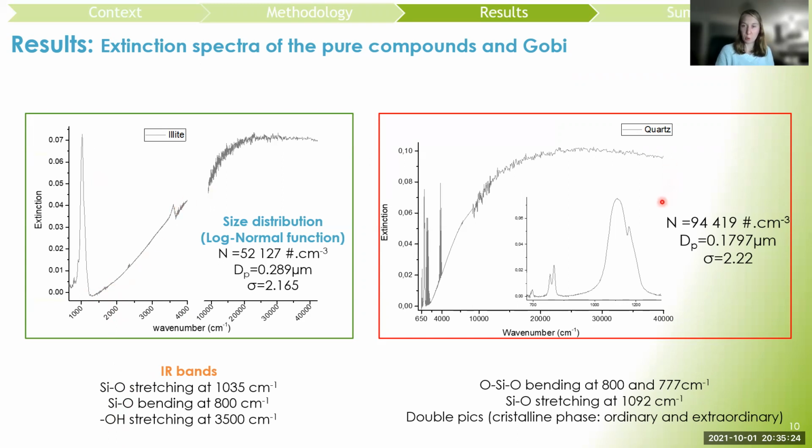We have the same for quartz, but here it's different. We have a double peak. It's because quartz is a crystalline compound, a non-clay material, and in that case the ordinary and extraordinary rays overlap, so that's why we see this double band structure.